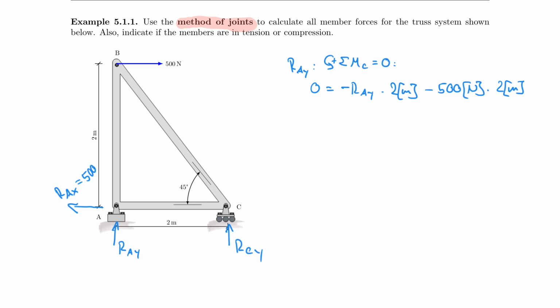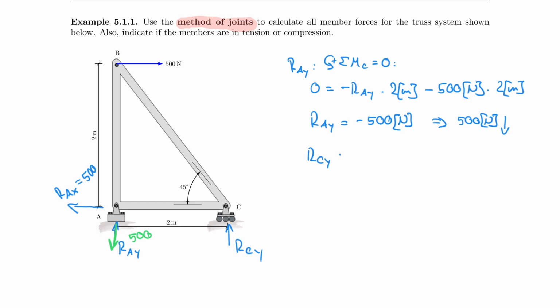And when I solve this, I find that RAY is equal to negative 500 Newton. And all that means is that we end up with 500 Newton downwards. So that makes perfect sense. In reality, RAY has to go downwards with 500, because if the system is in balance, then this 500 Newton up here is rotating about this point, and the only thing that can put that back in balance is this 500. And they both happen to have the same lever arm, which is why the values are also identical to each other.